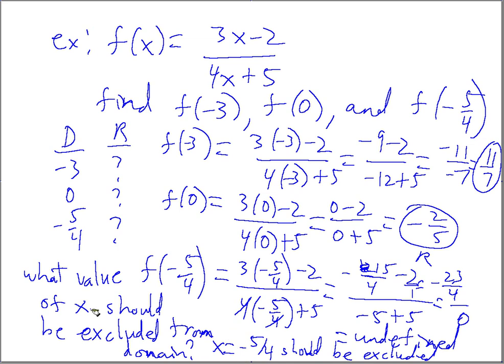But again, my point is what? What value of x should be excluded from the domain for this particular function? Well, negative 5/4, because if I try to plug it in, I get 0 in the denominator, which is undefined. Right? So let's go and try another one. Let's go and give you another problem like that. Let's go and clear out the screen.